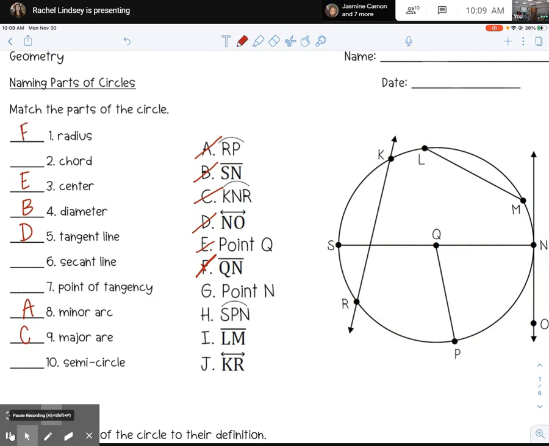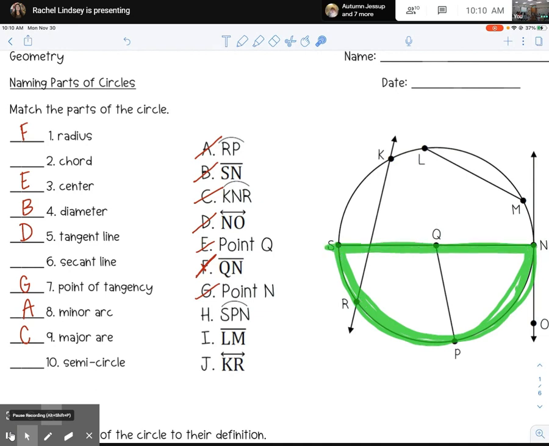Okay. Point N. What's that? The chord, secant, point of tangency, or semicircle. The point of tangency. Number 7 is G. Okay, arc SPN, semicircle. Halfway, and the endpoints are on a diameter. What would that equal? How many degrees? 180. H goes on number 10.